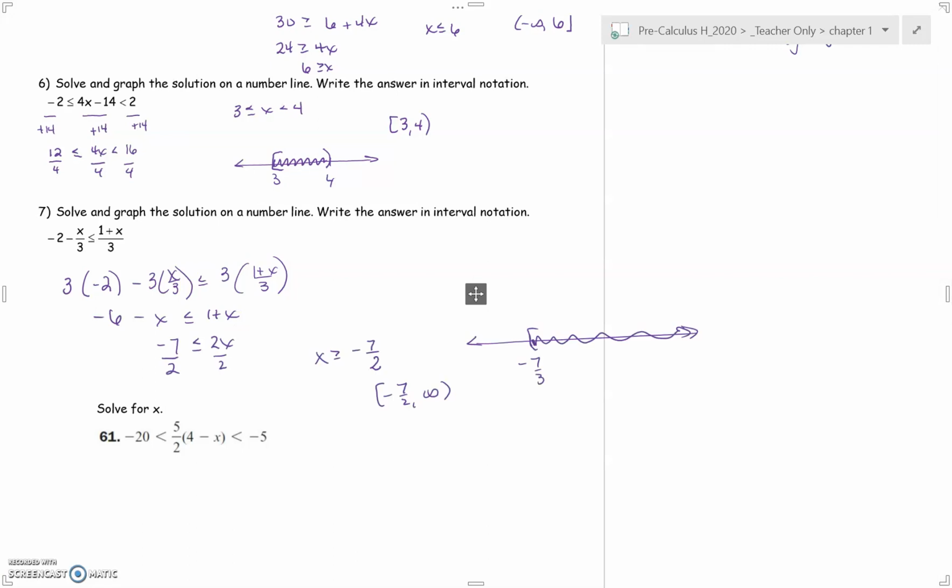Okay, we add x to both sides of the inequality and subtract 1. When you divide by 2, yes, there's a negative, but it's on the other side of the inequality, not next to the x, so you do not flip the arrow. So we end up with x greater than or equal to negative 7/2.